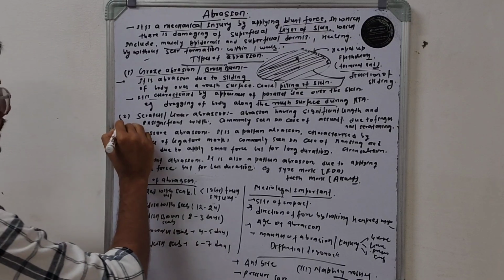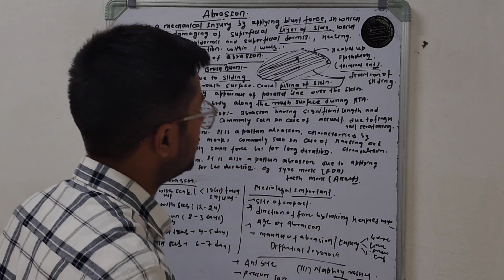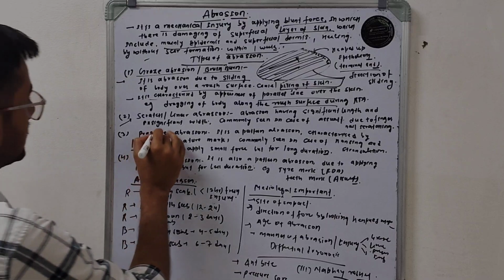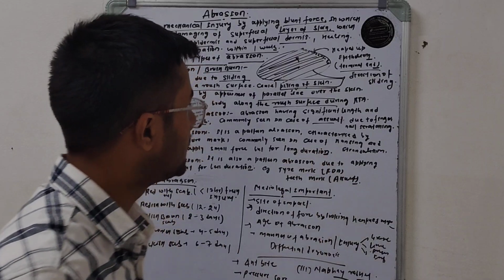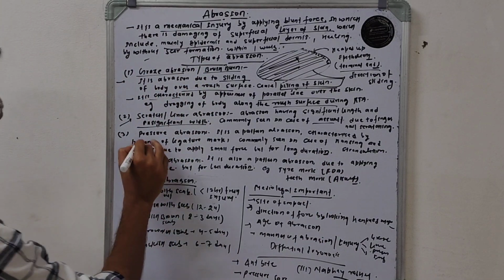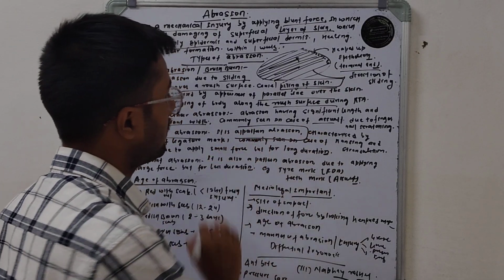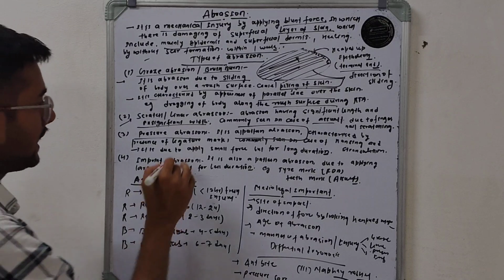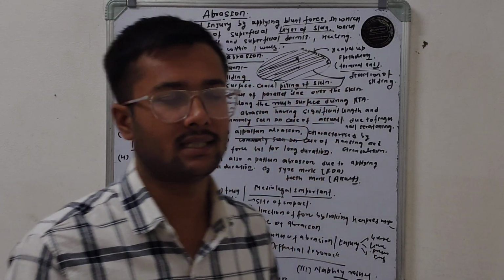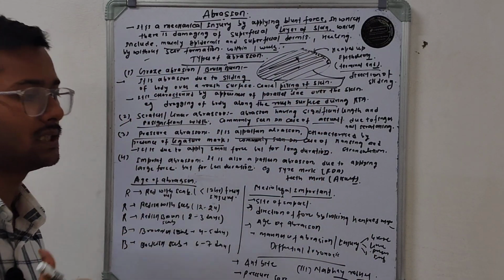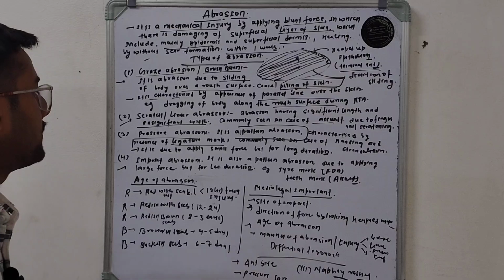The next important abrasion is linear abrasion, which has a significant length but insignificant width, commonly seen in case of assault due to fingernail scratching. Okay, the next thing is the pressure abrasion. It is a pattern abrasion characterized by the presence of ligature marks. If the ligature mark is oblique, it is indicative of hanging, and if the ligature mark is transverse, it is indicative of strangulation.